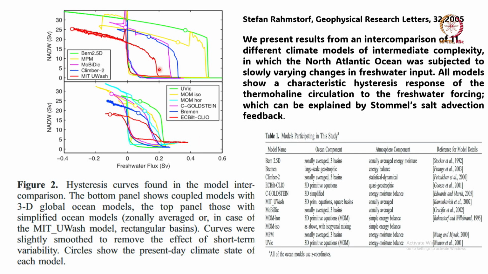So, the whole purpose of this exercise is to see how the introduction of fresh water slows down the circulation. Okay. And you can see that there are here 5 models and about 11 models total. All the models show a slowing down of the circulation, but they slow at different rates. Okay. Some model, here I believe the EC-Bilt, shows a rapid decline, while the University of Victoria model shows a slow decline.